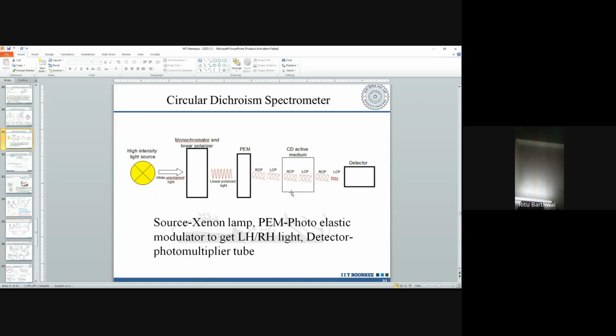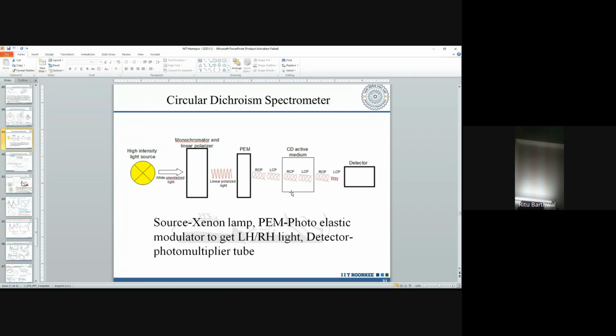light and RH light. If you have a symmetrical molecule, take any molecule, a simple conjugated ring or a benzene ring or something like that, if it is symmetrical, it will not give you CD spectra, in the sense that it will absorb LH light to the same extent as RH light. If the light is absorbed LH and RH in the same way, which will happen in symmetrical molecules, then it's not going to give any CD spectra.